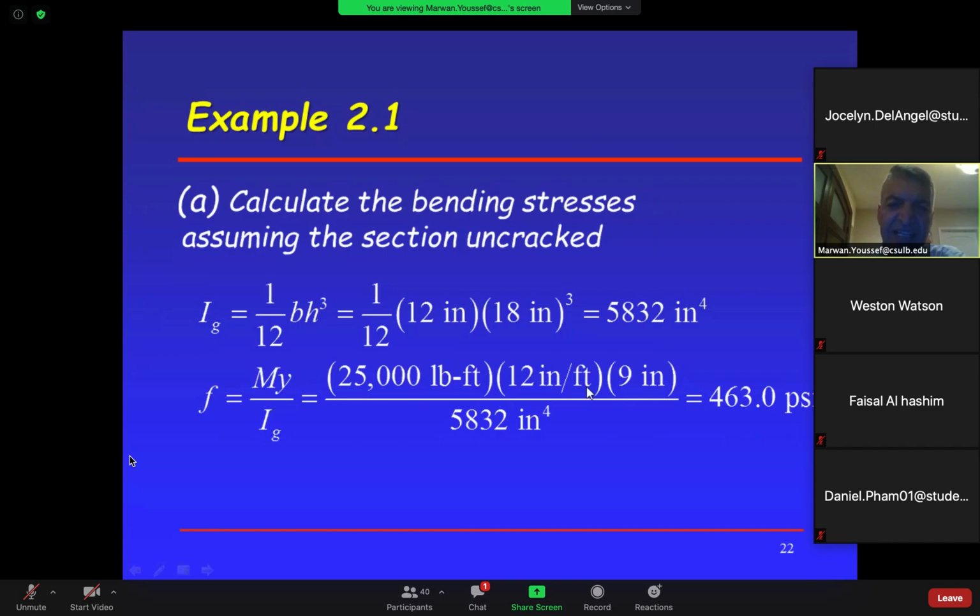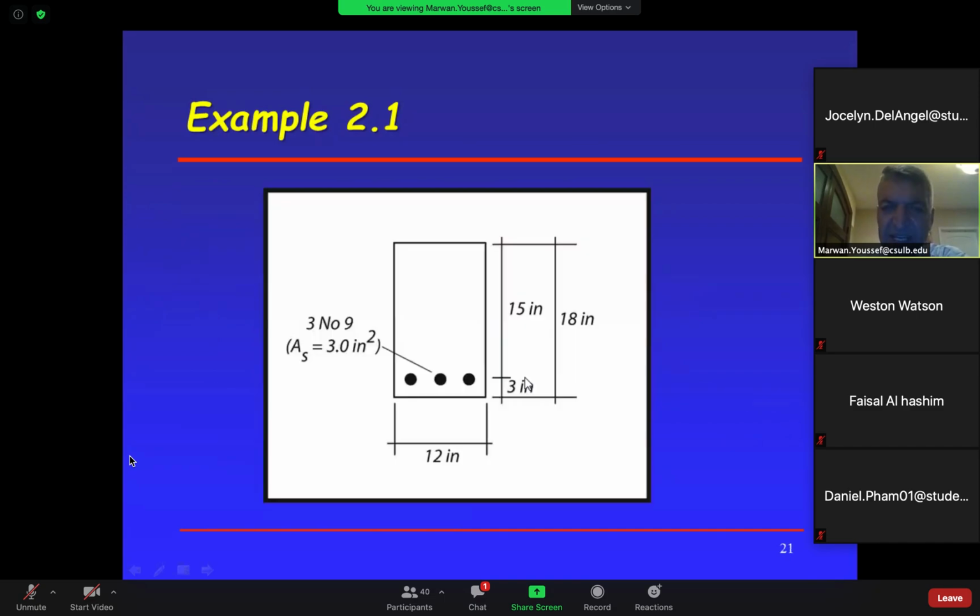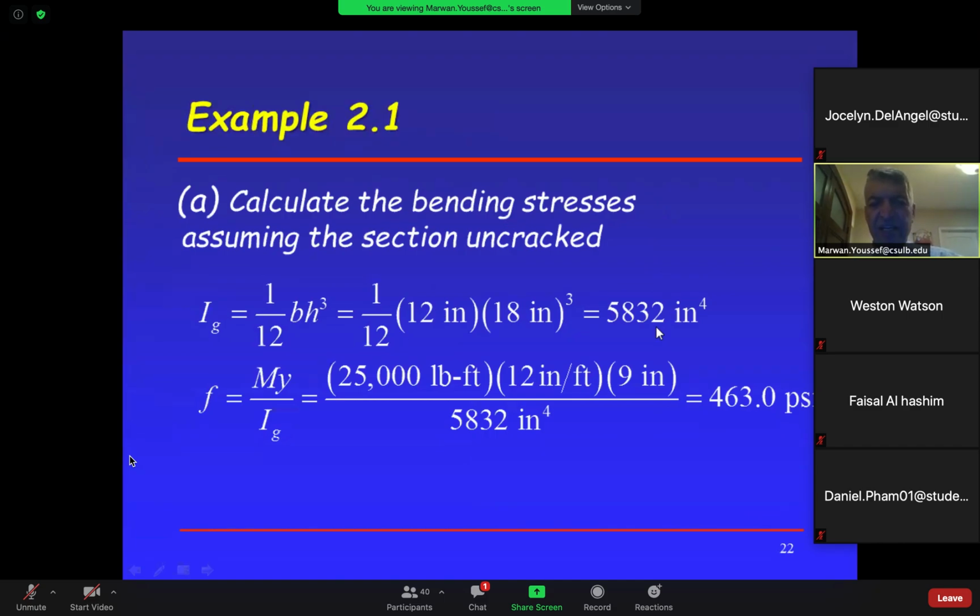All right? And then what is y? 9. Why is that? Because we said y is half of the beam depth most of the time. So 18 divided by 2 is 9. Divided by I is that. So look at the units. This is inches to the 4. This is inch. This became pound-inch. So your answer is psi, pounds per square inch. So the bending stress in that beam due to this moment is 463 psi.